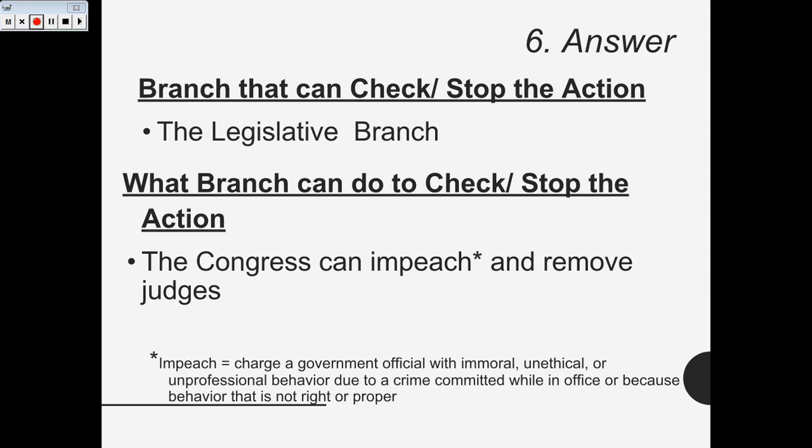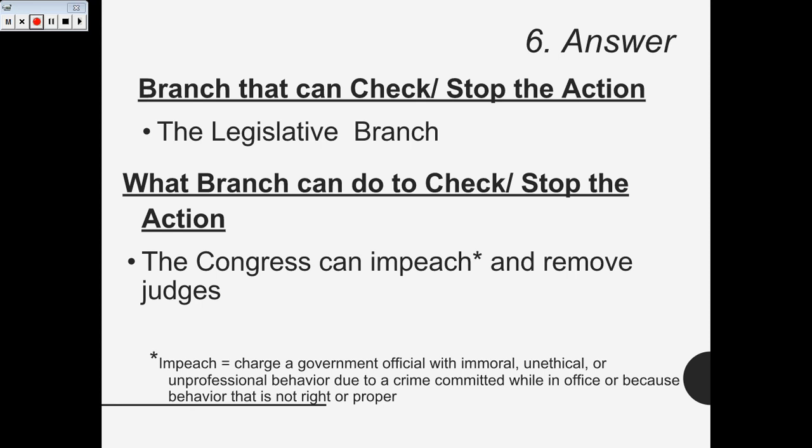Okay, so the answer would be the legislative branch, and Congress can impeach and remove the judges. Obviously this would be immoral and unethical behavior. Because they're out of line with the Constitution and in upholding their job and acting with integrity, they would be removed from office. So the House would have to move to impeach if they voted, and if they had a majority for impeachment, it would then move to the Senate.